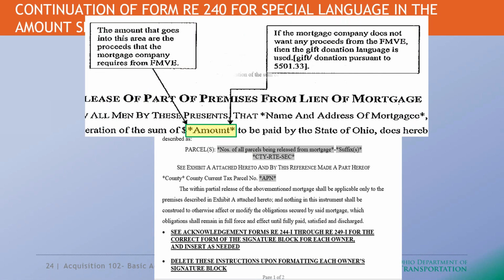Okay, now I want to show this little chart to you because there are two situations here. Sometimes the mortgage company will require proceeds from the FMVE, and that's the square located on the left side. That amount will go in that particular area for what the mortgage company will require out of that FMVE. It could be a part of the mortgage, part of the FMVE, or it could be all of the FMVE. You don't know that until the mortgage company is able to tell you. There are rare situations where the mortgage company will not require any FMVE. If that's the case, then we have language, a gift donation pursuant to 5501.33, that would then be inserted into that area where the amount is located.